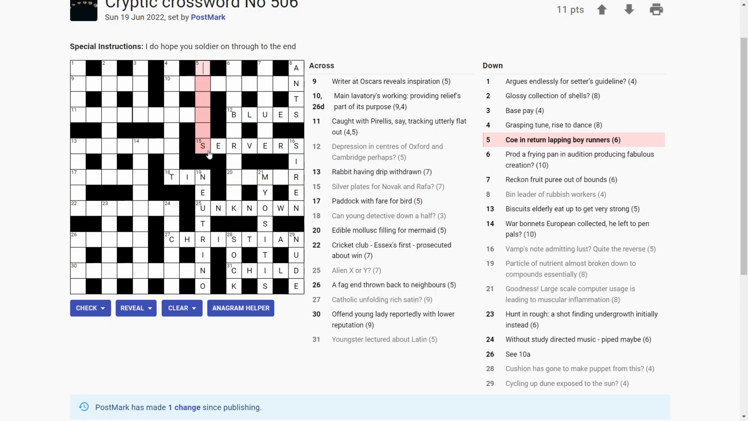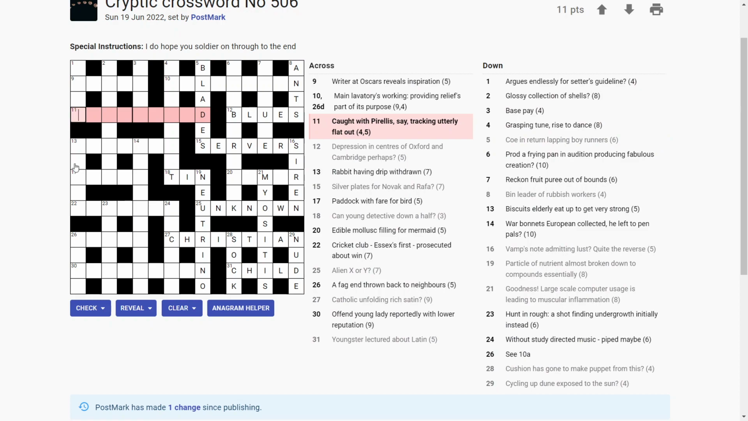Co in return. So it probably is Sebco then. Sebastian Co, often known as Seb, in return. So the E is there or there. Lapping boy runners. Blades. Yes, so like blades, runners, blades. Is that like sort of nickname for a ski? Is it, or like the runners you have on a bobsled or something? The blades, the runners. I think so. And that's Seb backwards with lad, boy in it.